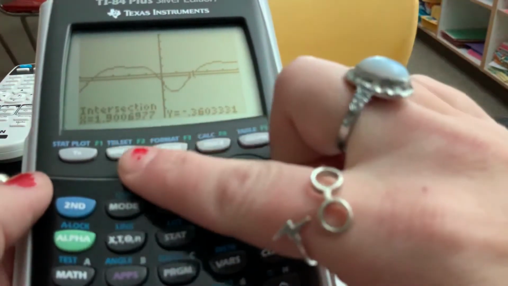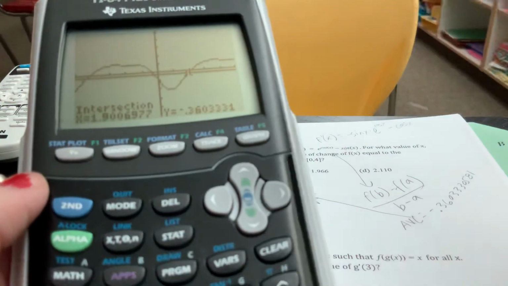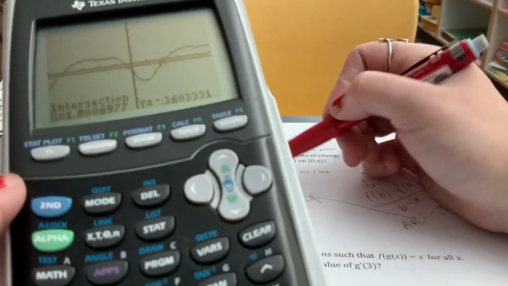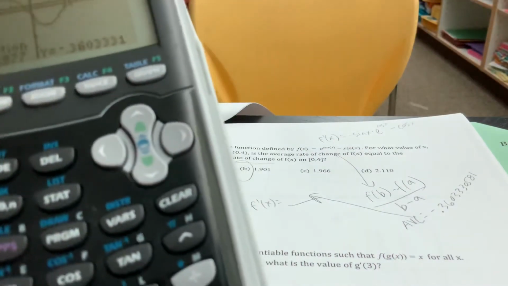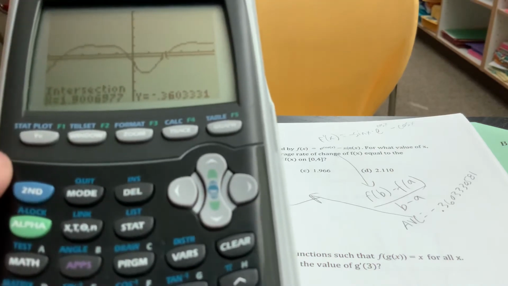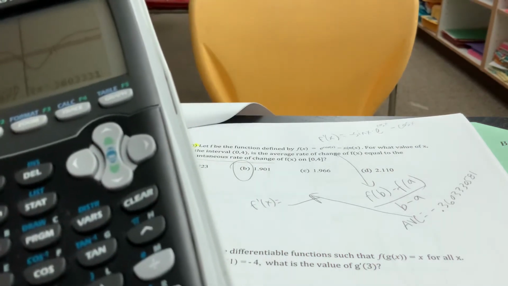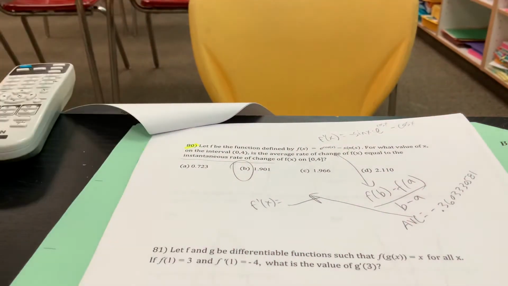So that's the 1.901. So the answer is B. Do you want to grade right now or later? I'll just grade it right now.